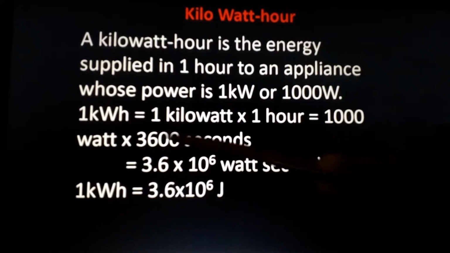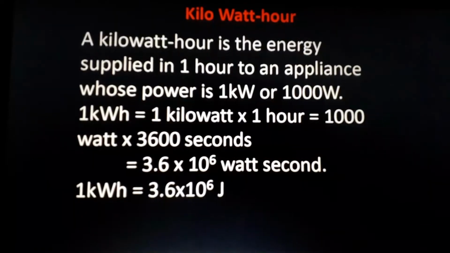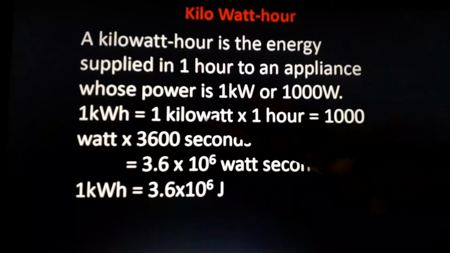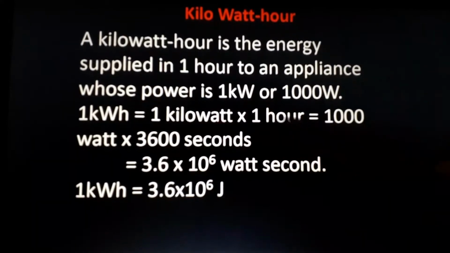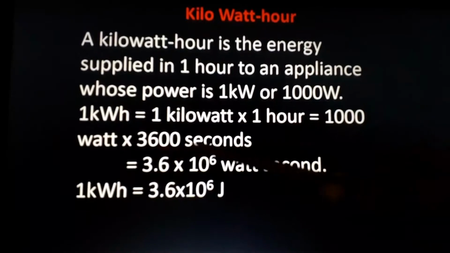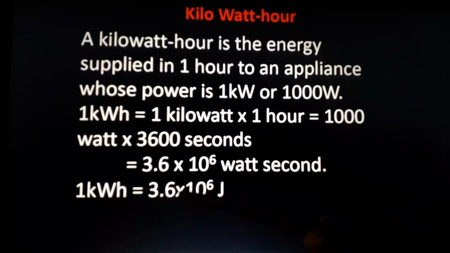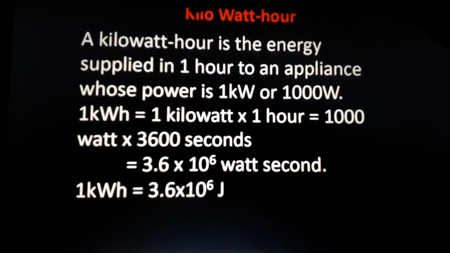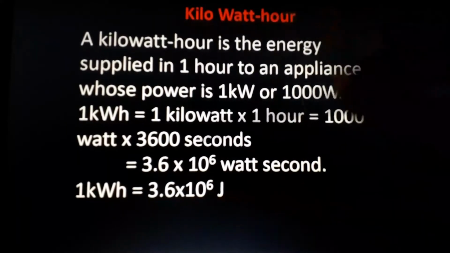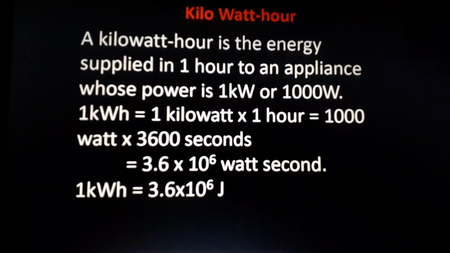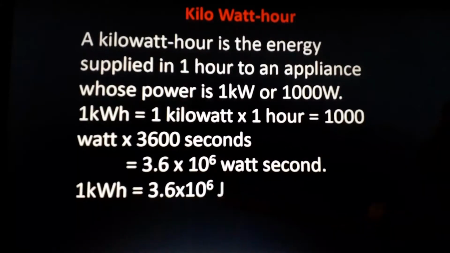How to convert into joule? The real unit of work done is joule, you already know that. To convert 1 kilowatt hour into joule, you want 1 kilowatt into 1 hour. 1 kilowatt is 1000 watt, 1 hour is 3600 seconds. It will become 3.6 into 10 raised to 6 joule. 1 kilowatt hour is 3.6 into 10 raised to 6 joule. Numericals will come to convert this into joules. Anyway, during numericals we will discuss that.